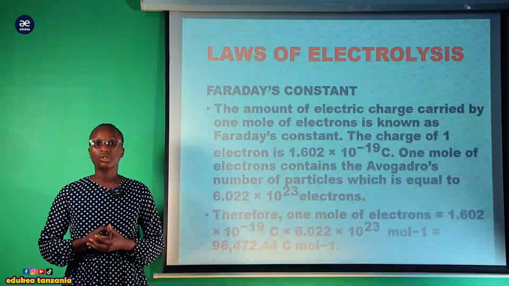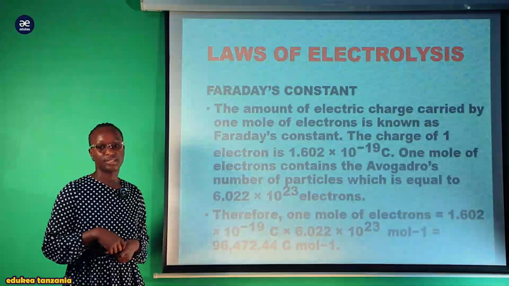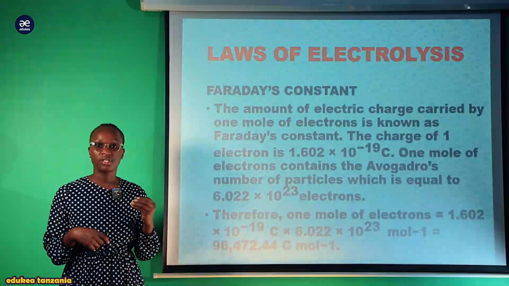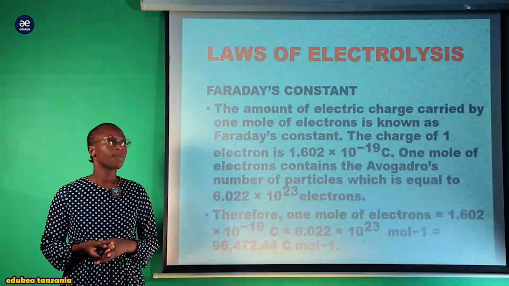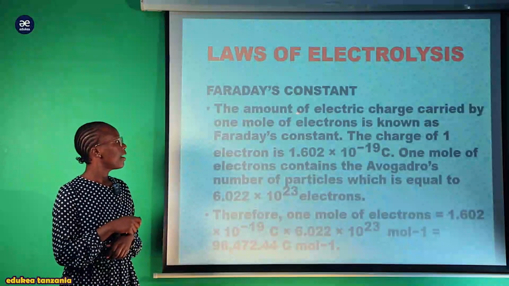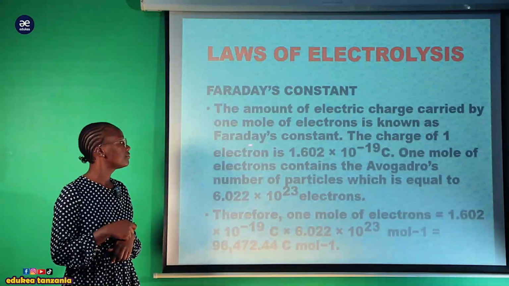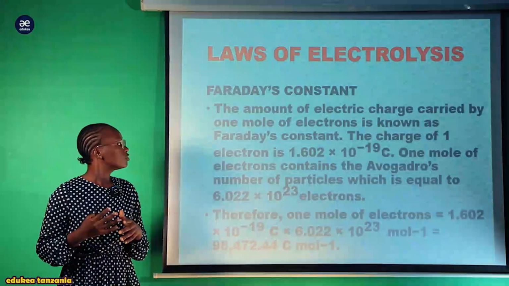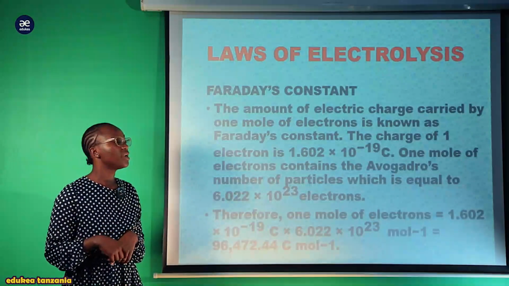Now my student, let us look on the laws of, the Faraday's constant. Tumeona the first law of Faraday's first law of electrolysis. Tukaona the concept of electrochemical equivalent. Sasa hivi tuone the concept of Faraday's constant. The amount of electric charge carried by 1 mole of electron is known as Faraday's constant. Kumbe hii ni amount of electric charge. Amount of electric charge ambayo inakuwa carried by 1 mole of electrons is known as Faraday constant.